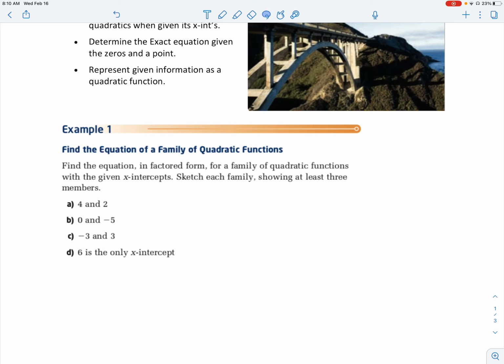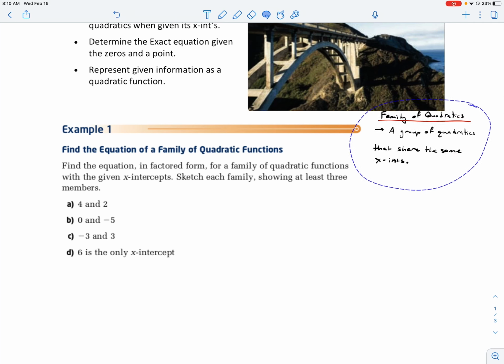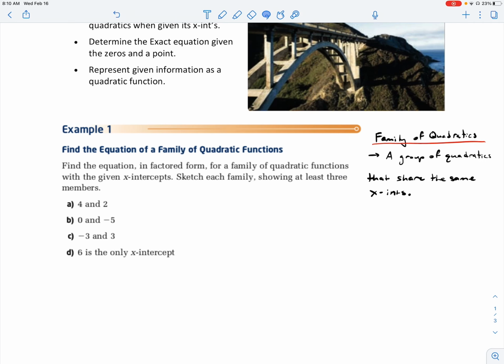Firstly, let's define a family of quadratics. A family of quadratics is simply a group of quadratics that share the same x-intercepts.